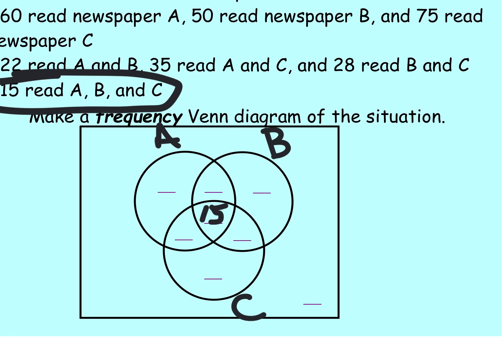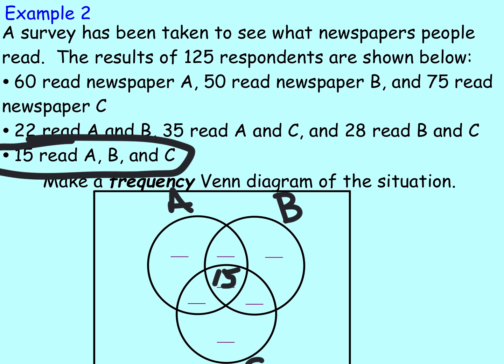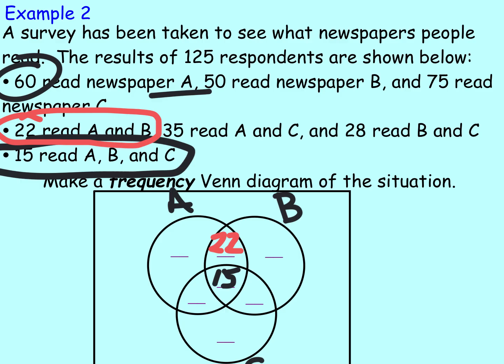But here's the key. The 60 for newspaper A does not go here. It can't work because all of the little blanks have to add up to 60, and you can't do that yet. All right. So instead, you go to these second level clues here, like 22, read A and B. And again, really common mistake. People put 22 right there, and I get what you were thinking, but you were wrong. That's not where the 22 goes.